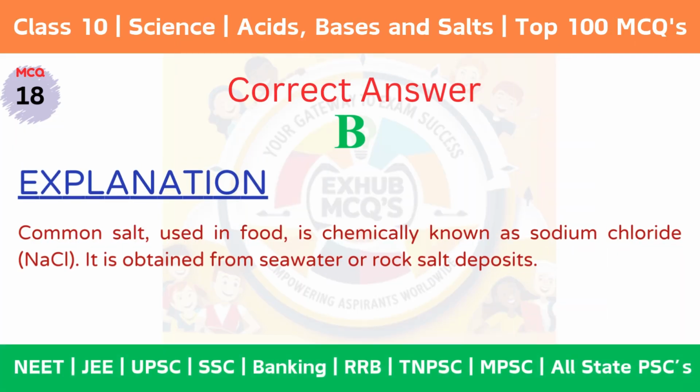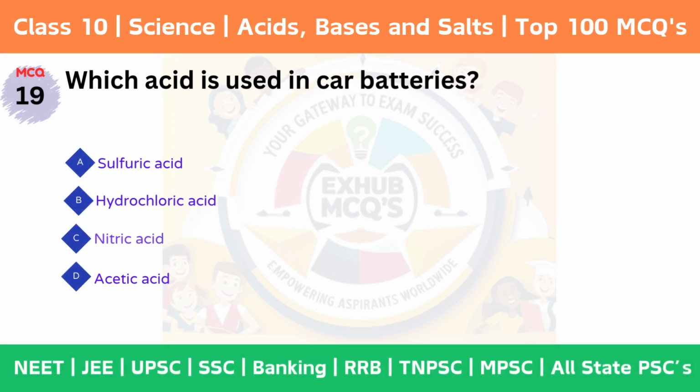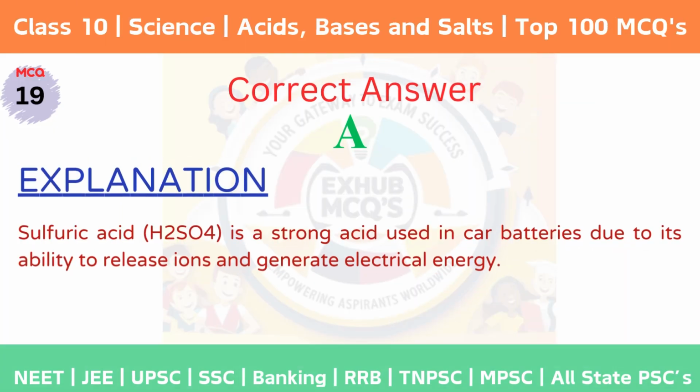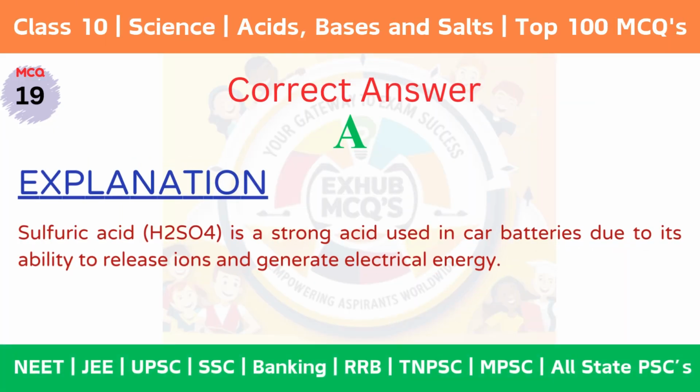Explanation. Common salt, chemically known as sodium chloride, NaCl, is widely used in cooking and food preservation. It is obtained from seawater or rock salt deposits. MCQ 19. Which acid is used in car batteries? Option A, sulfuric acid. Option B, hydrochloric acid. Option C, nitric acid. Option D, acetic acid. The correct answer is option A, sulfuric acid.